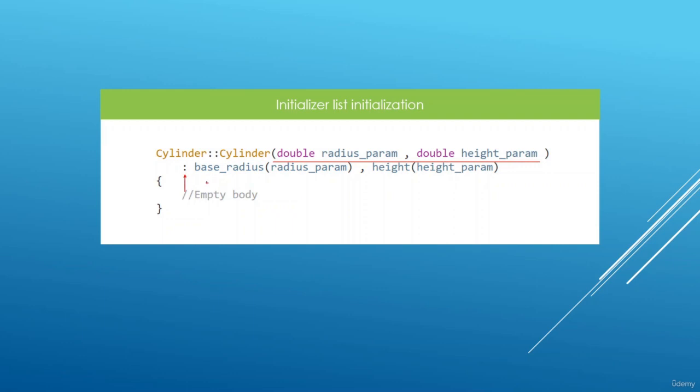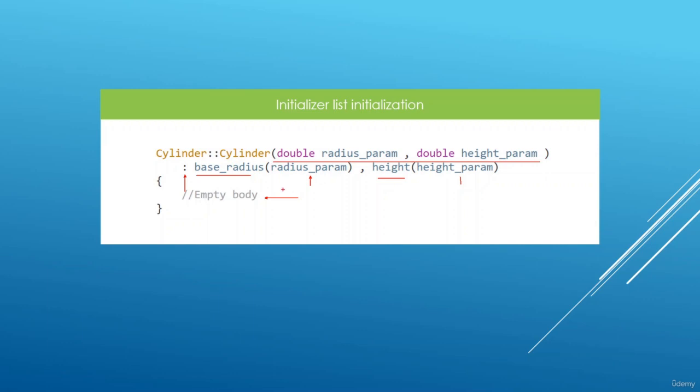And then you say which one of your member variables you want to initialize with these parameters. So we want to initialize base radius with radius param. We specify that with this parenthesis here. We put a comma and we say that we want to initialize our height member variable with height param. And when we do this, we don't need to do any member-wise assignment in the body of the constructor. The object is going to be initialized when it is being created.